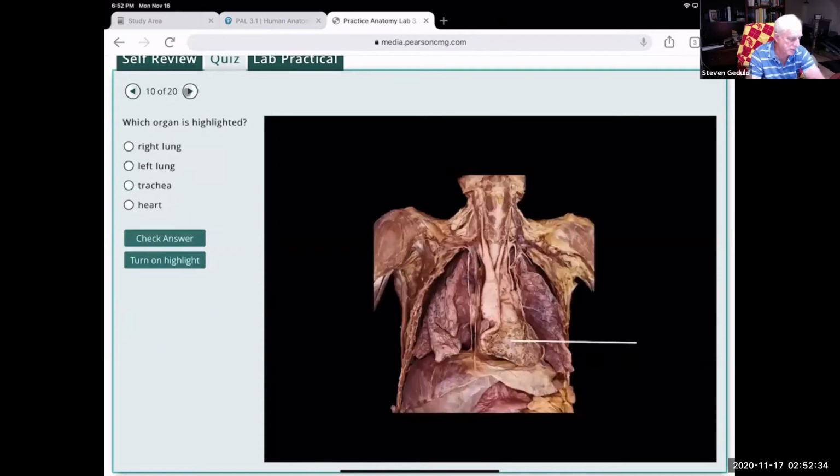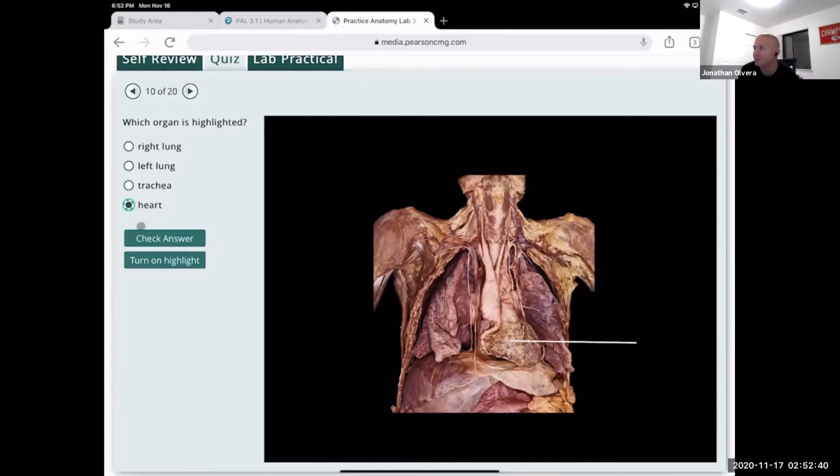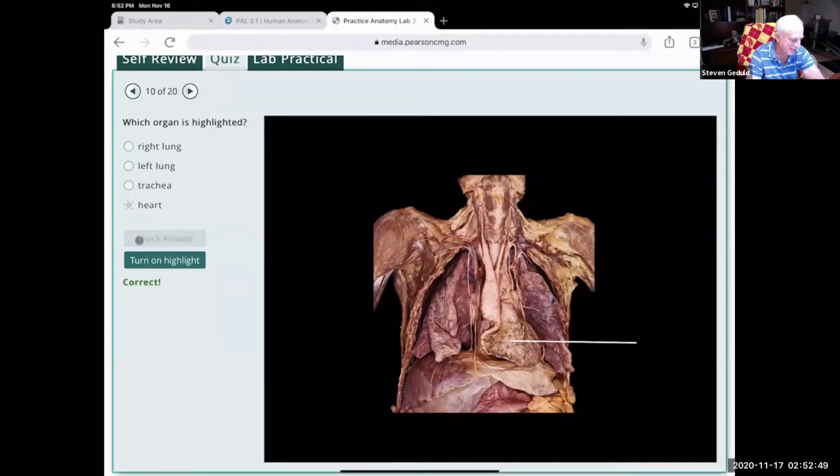What's that structure? The heart. Or the deltoid. Everything's deltoid. Either one's acceptable. Deltoid's most of your answers.